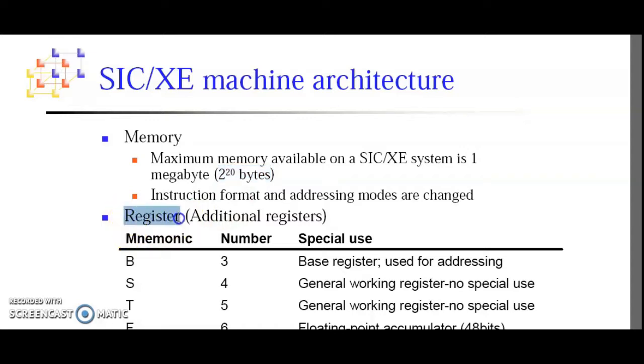In case of registers, in addition to the registers used in the SIC, SIC Xe makes use of some registers like B, S, T, F, represented using the numbers 3, 4, 5, 6 respectively. The B register denotes the base register, S and T are considered general working registers with no specific use, and F is the floating point register, which consists of 48 bits. The rest will be able to store 24 bits.